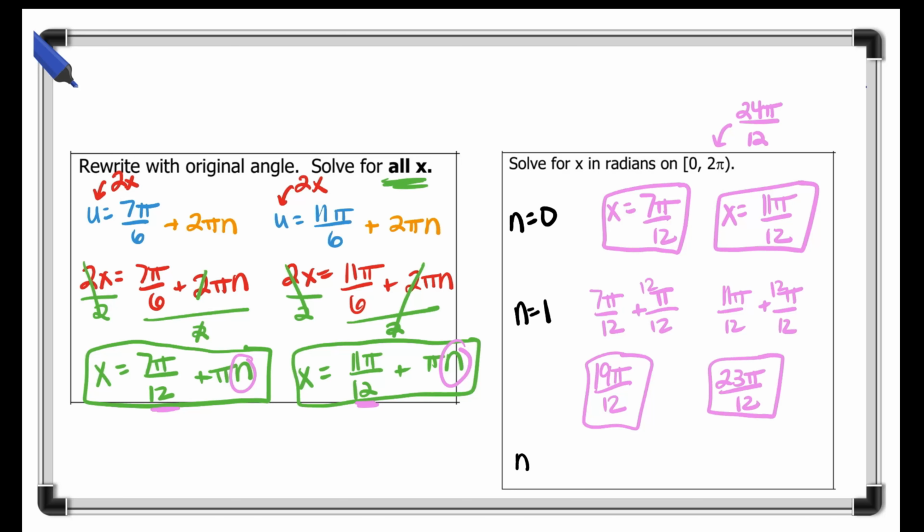There's another answer. If I try the next integer for n, which is 2, I'm going to notice that it's too big. Both of these are going to be too big because I have to make sure that it is less than 24 pi over 12. So here you have your 4 angles.